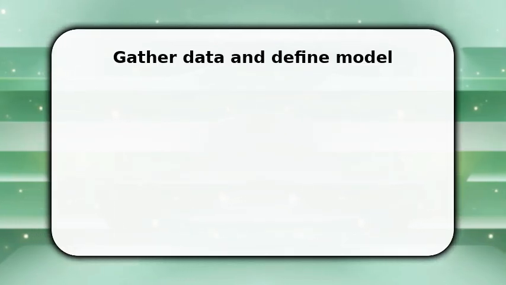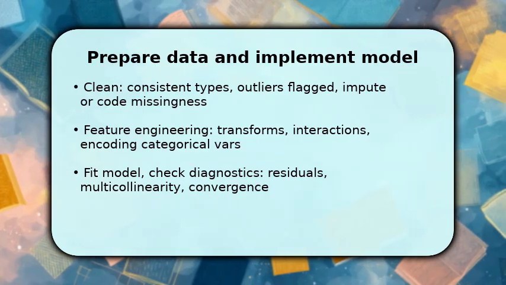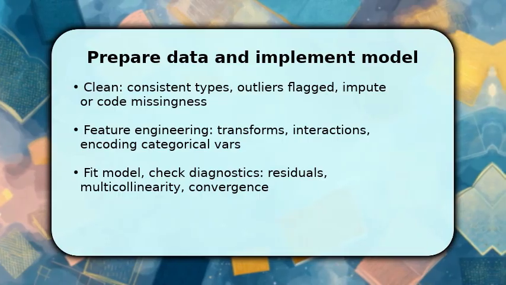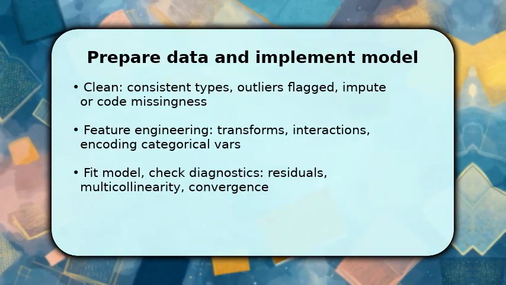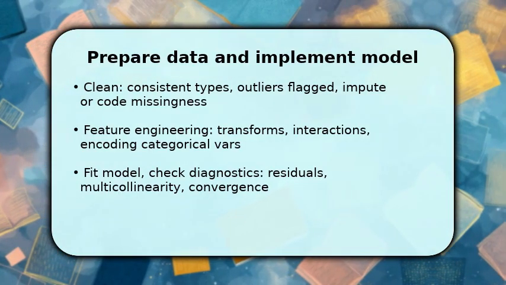Now clean and transform the data. Coerce types, flag outliers, and decide on imputation versus explicit missingness indicators. Once done, create features: log transforms, standardized scaling, and interaction terms where theory suggests effects.